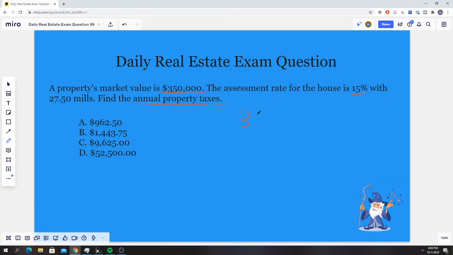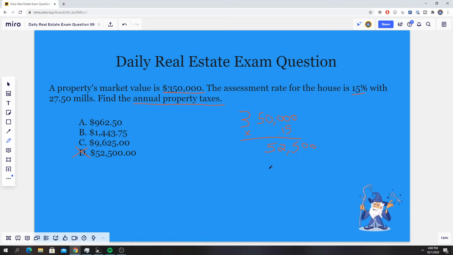So we got our 350,000. And then again, we're going to be timesing that or multiplying that by 0.15 or 15%. All right, and that is going to give us 52,500. And some of you guys might have stopped here and then saw that that was an option, and then you chose D. However, that's not correct because we're missing a step. So we could just go ahead and cross off D.